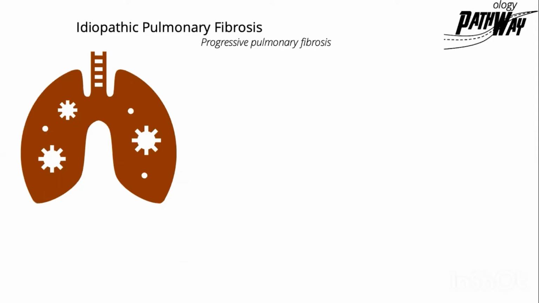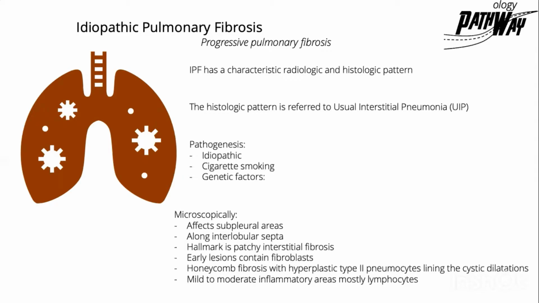As we mentioned, idiopathic pulmonary fibrosis is defined as a clinico-pathologic syndrome with marked progressive interstitial pulmonary fibrosis and respiratory failure. It has a radiologic pattern and a histologic pattern. The histologic pattern is referred to as usual interstitial pneumonia. The pathogenesis is, as per the name, idiopathic. It may involve environmental factors, the most important of which is cigarette smoking, which increases the risk of idiopathic pulmonary fibrosis several fold. And we have genetic factors with some mutations.